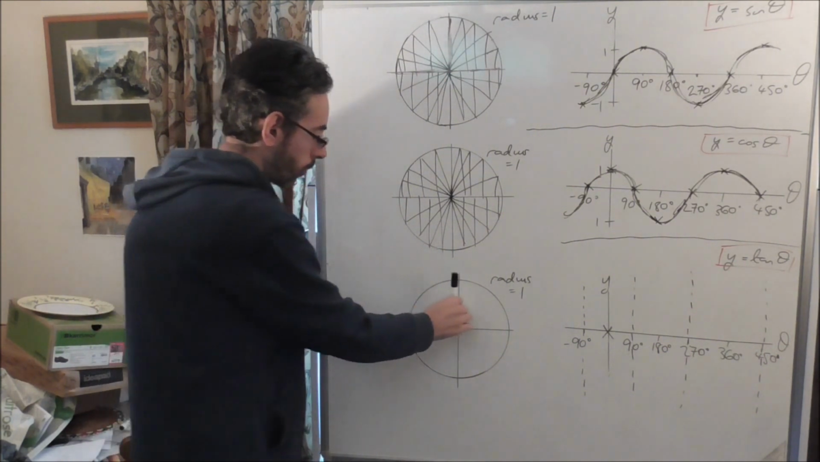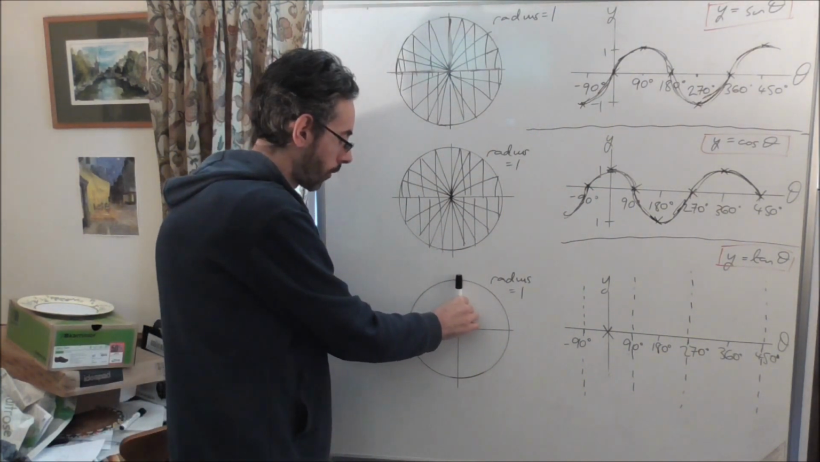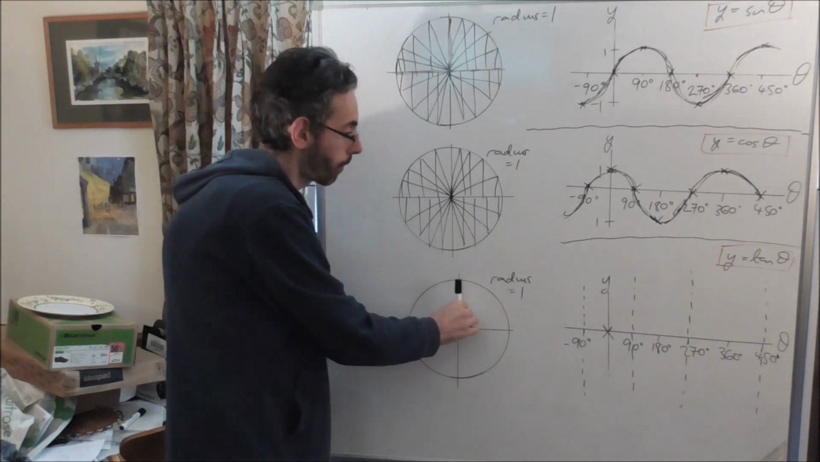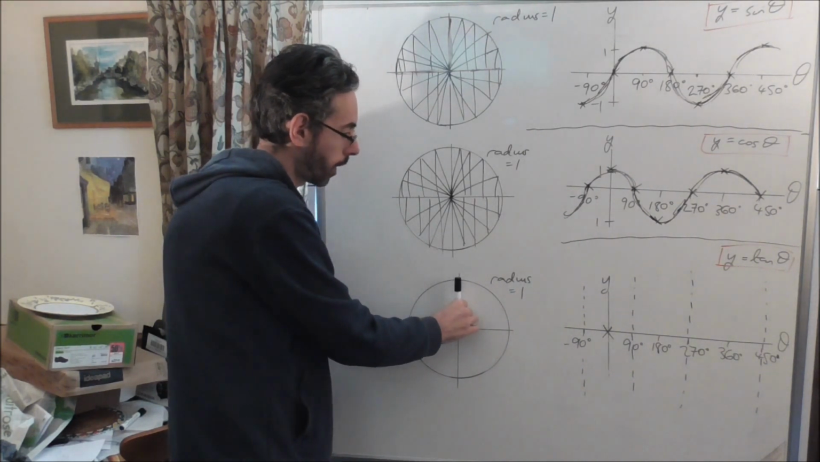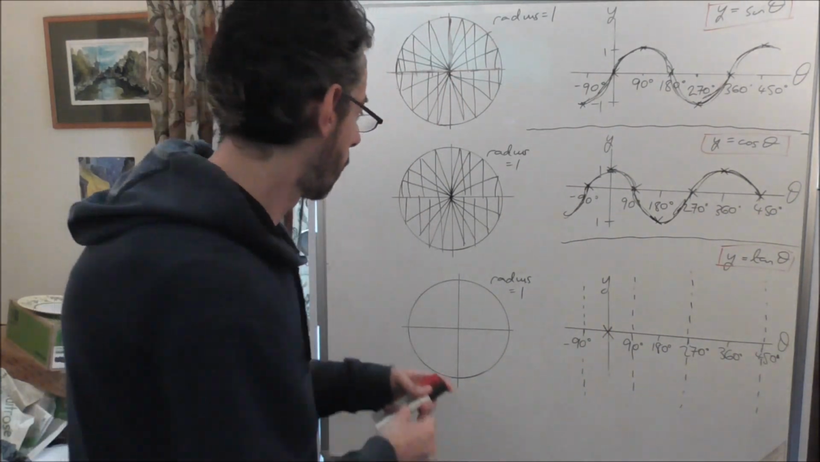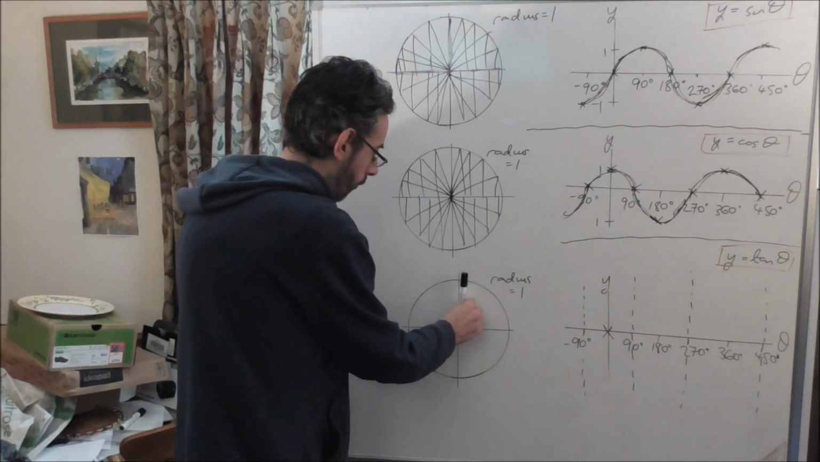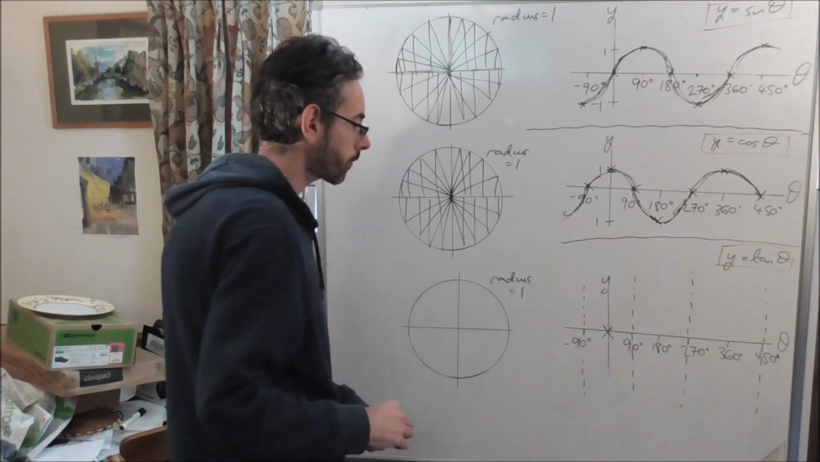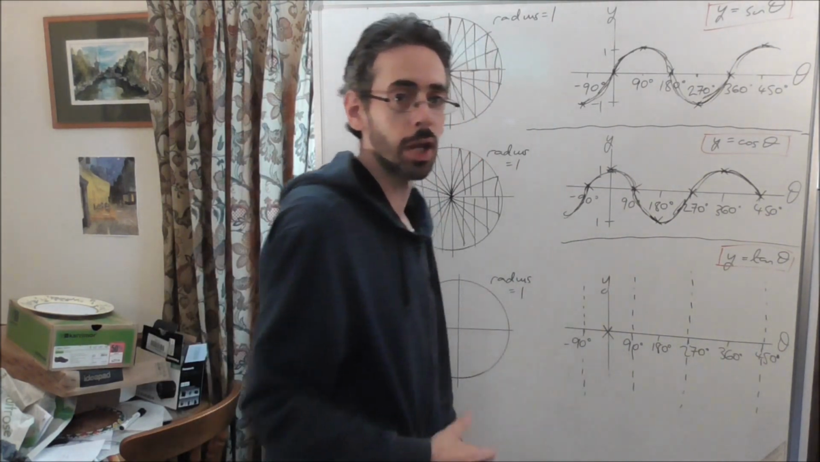And eventually you get a vertical line. The gradient of a vertical line is undefined. So tan 90 has no value. If you press tan 90 on the calculator, you'll get an error message. But as you get closer and closer to 90, the gradient, or the tan value, gets bigger and bigger. So if you were to do tan 89, you'd get a very big answer.